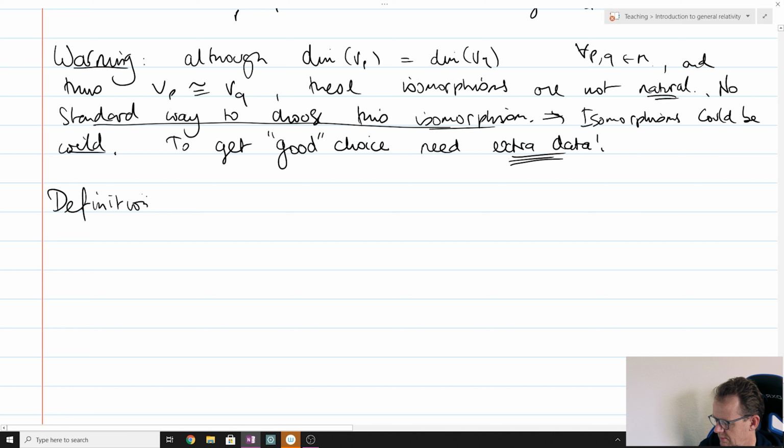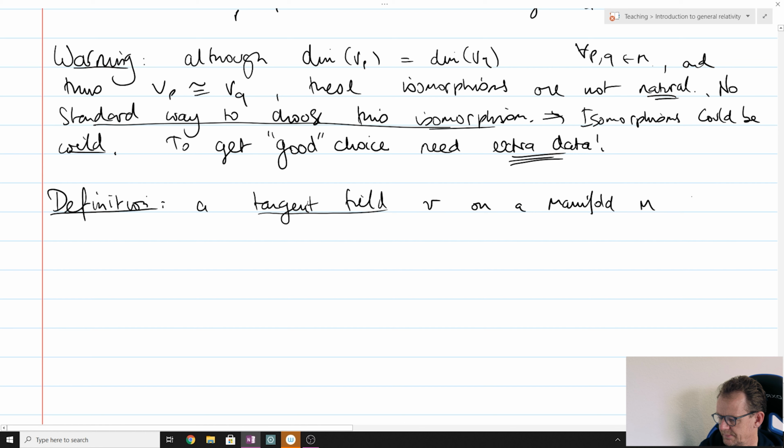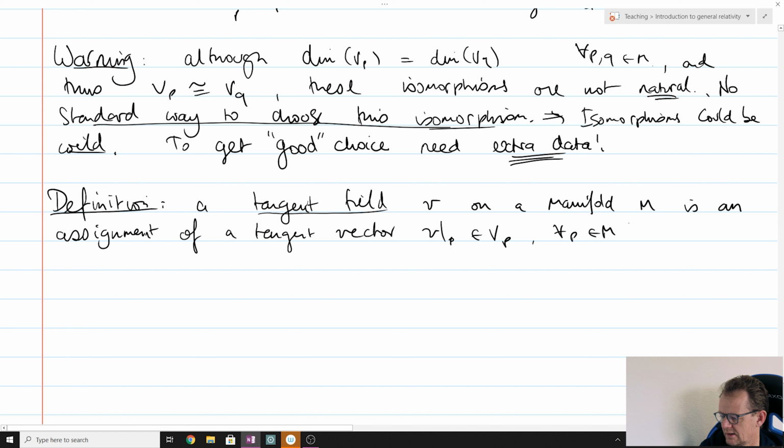Okay, we're almost at doing a bit of mechanics on manifolds. So a tangent field, we've talked about tangent vectors. Now we can talk about a thing called a field. What is a tangent field? Well, it's just an assignment of tangent vectors, you know, one for each point. I even drew a couple. So it's an assignment of a tangent vector, one for each point of the manifold. That's what a tangent field is.